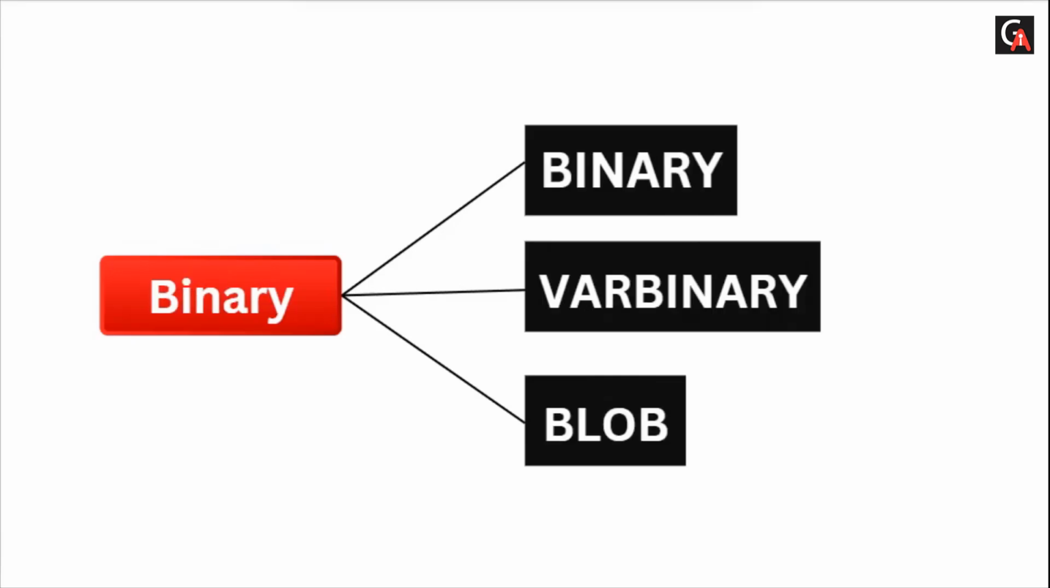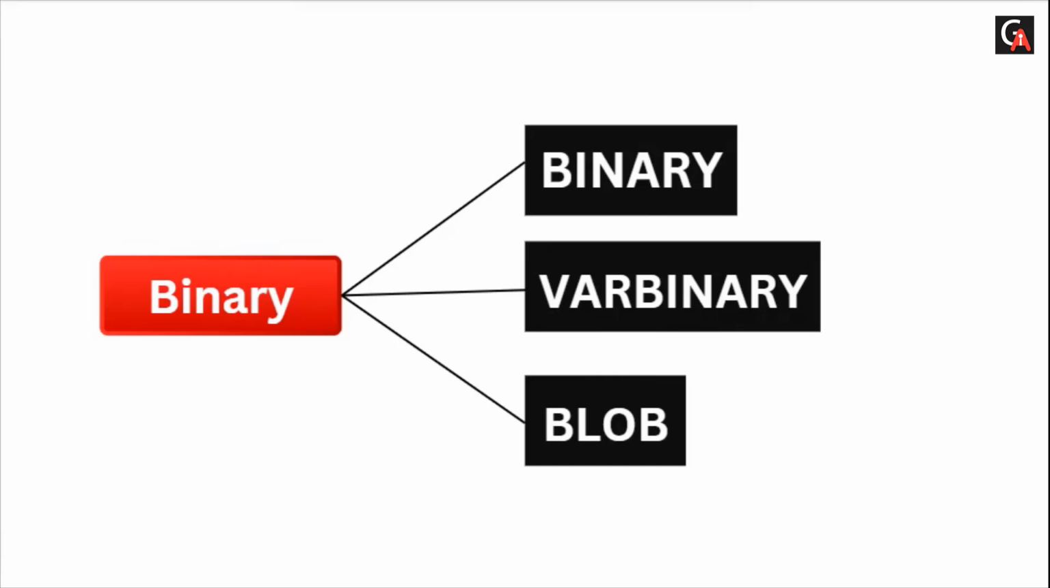Fourth, we have binary data. Binary data represents information in a format that computers understand directly, such as images, audio files, video files, documents, executable files, etc. It is essentially a sequence of bytes. There are three subcategories of binary data.